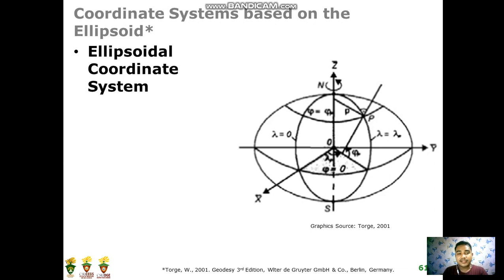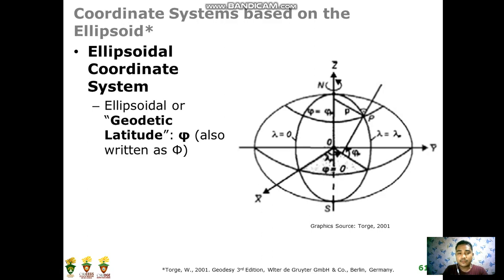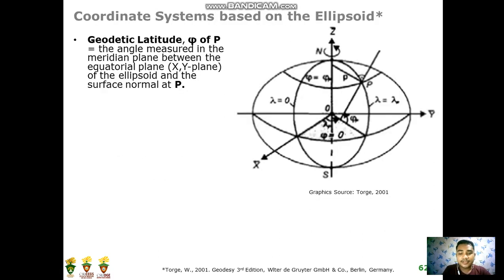We have also the ellipsoidal coordinate system, and in this coordinate system we have what we call the geodetic latitude, denoted with a Greek letter. And we have also a second parameter, which is the geodetic longitude. So let us define the geodetic latitude. The geodetic latitude is the angle measured in the meridian plane between the equatorial plane of the ellipsoid and the surface normal to point P.